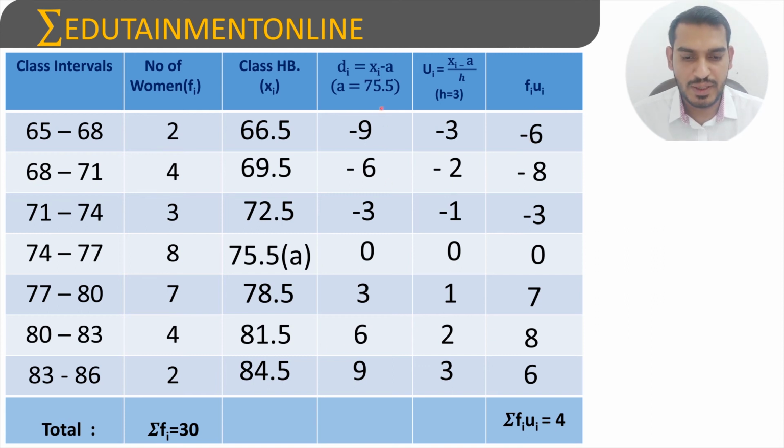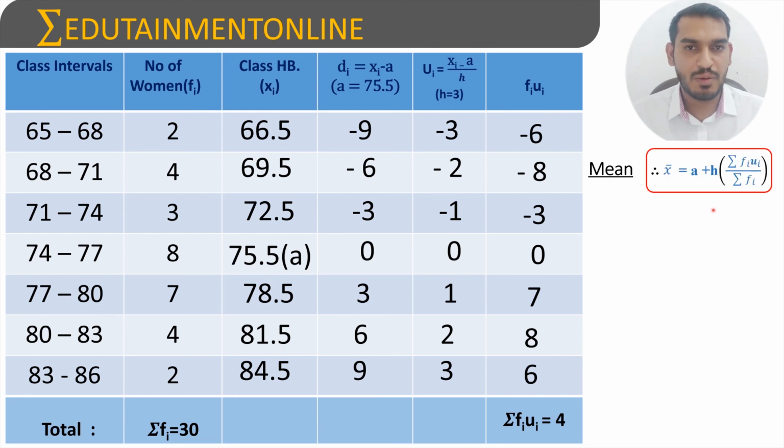Now if we observe here, we can also calculate this easily. If we just write 0 as the value of ui for the assumed mean and increase the value by adding h going downward, so 0 plus 3 is 3, 3 plus 3 is 6, 6 plus 3 is 9. Again, on the upper side subtract it: minus 3, minus 6, minus 9. So we can easily calculate like that also.